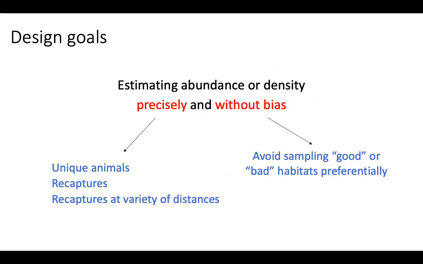So although it's a hard problem, we can replace our vague design goal, estimating abundance precisely without bias, with these four items, which I think of as like a checklist. We want to capture enough unique animals. We want enough recaptures. We want enough recaptures at various distances. And we want to avoid sampling good or bad habitats preferentially. So this is kind of like a checklist or things to think about when you evaluate or propose any new design. These things can all be evaluated by simulation, and I'll show that at the end of this talk.